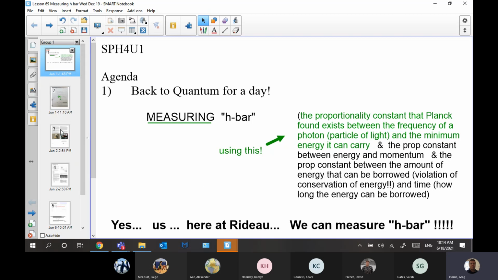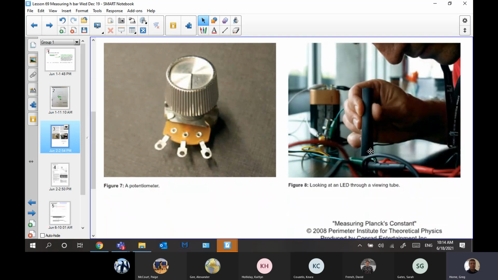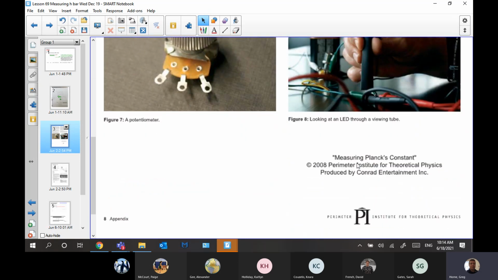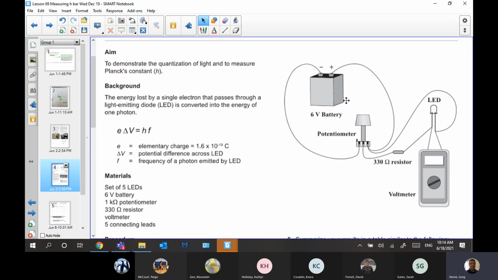So what you do is we know that energy is to do with voltage, and the frequency is to do with color, right? And so you actually use little LEDs. Like you have a little LED, and you have just a 6-volt battery or a 9-volt battery, and a potentiometer, which is just a variable resistor. So you can adjust the resistance to allow some voltage to start to go across the LED.